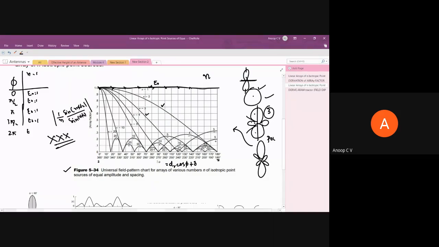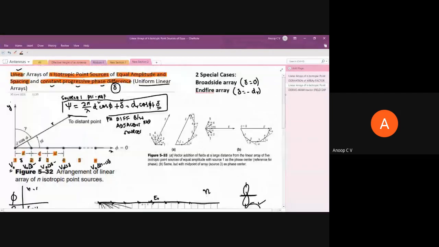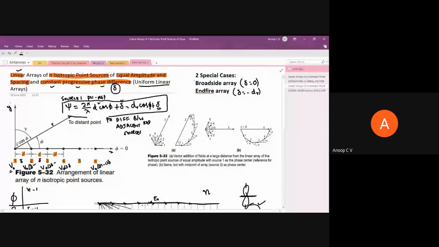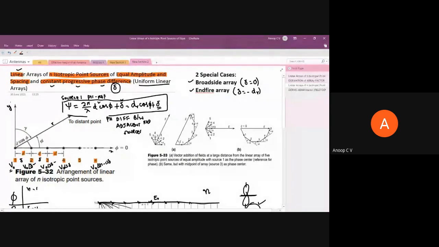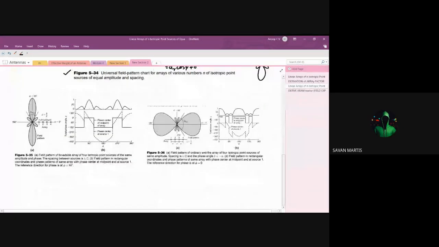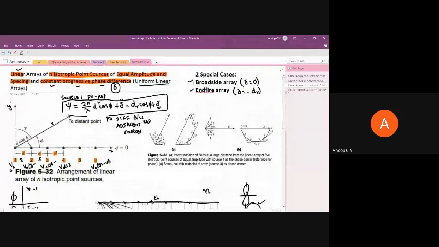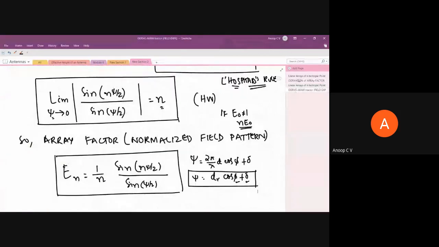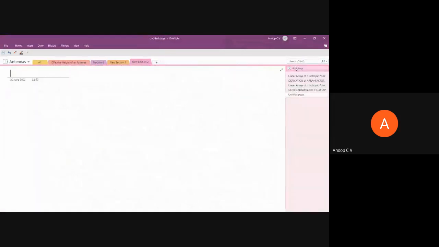Now, I should tell you about two different cases. One is the broadside array, and the other one is the end-fire array. I'll introduce you to the broadside array and the end-fire array, and we'll conclude today's session. All of you can see my screen, right? Yes, sir.